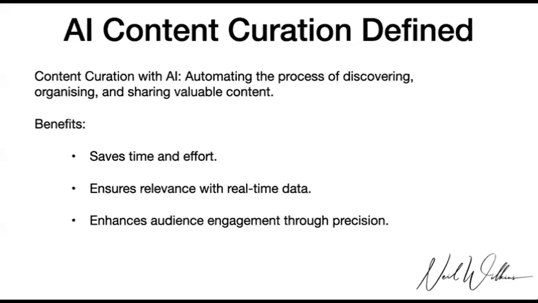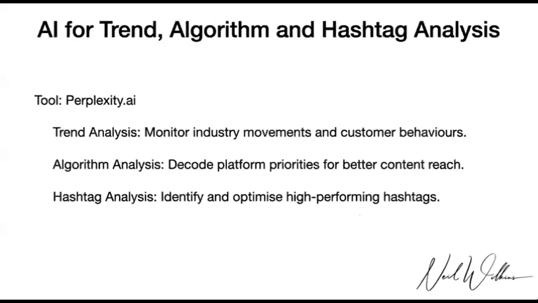So if we're bringing content curation into our content strategy, in other words, we're reviewing, we're passing comment and judgment on other people's content to build value around that story, then AI can be doing the hard yards. It can be doing that background research. So we can be using a tool like Perplexity, for example, which would be my go-to here for trend, for algorithm, and for hashtag analysis. Trend analysis, monitoring industry movements and customer behaviors. Algorithm analysis, decoding platform priorities. And it really is, particularly in social media, platform by platform, and that will give us better content reach.